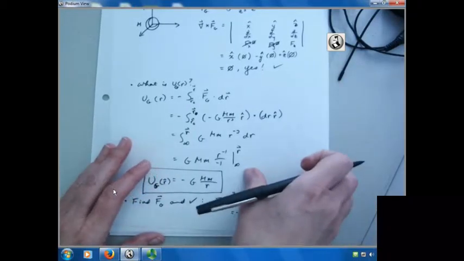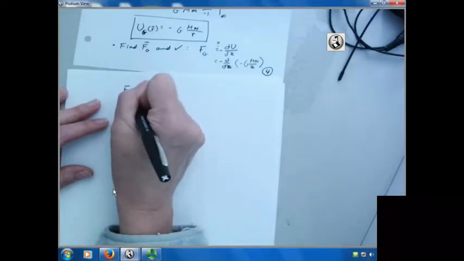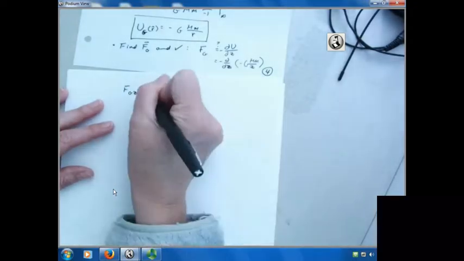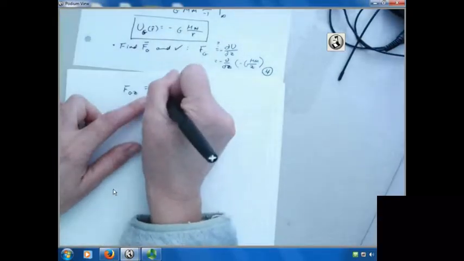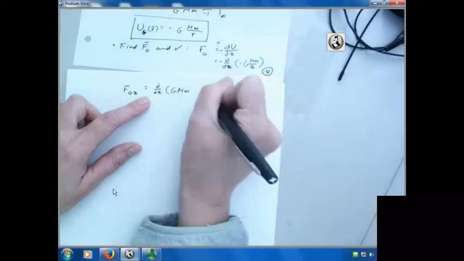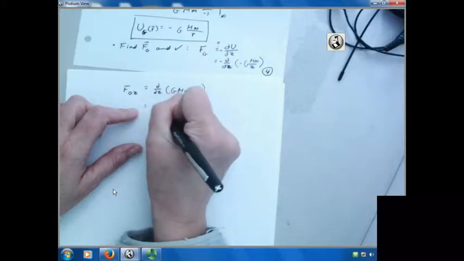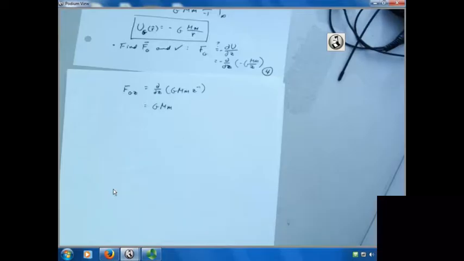So let me start a new page for today. This will give me my z-th component, I guess. All right, so I've got two minus signs. That'll give me a plus sign, partial with respect to z of G m M z to the minus 1, which is equal to G m M. I'm going to give you guys a moment if you haven't gotten there to finish that.